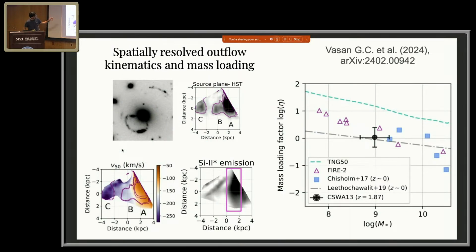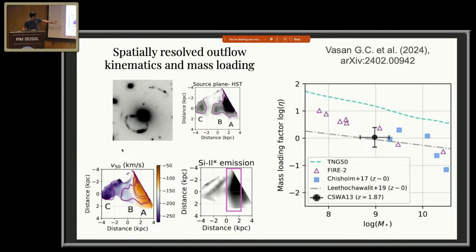The second project I'll talk about is, since they are spatially extended, you can do spatially resolved kinematics and fine structure emission mapping of these galaxies. And why that's important is if you want to measure something like a mass loss rate and the mass loading factor for these cosmic noon galaxies, you really need the spatial resolution.